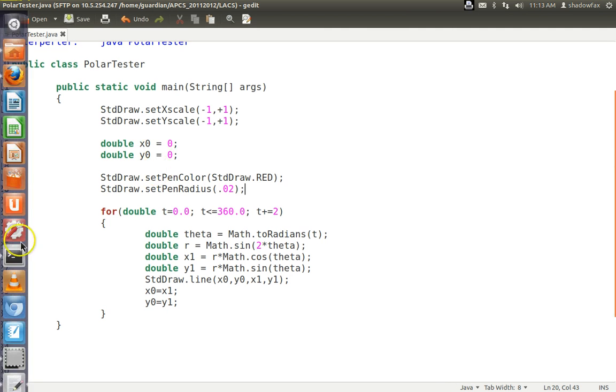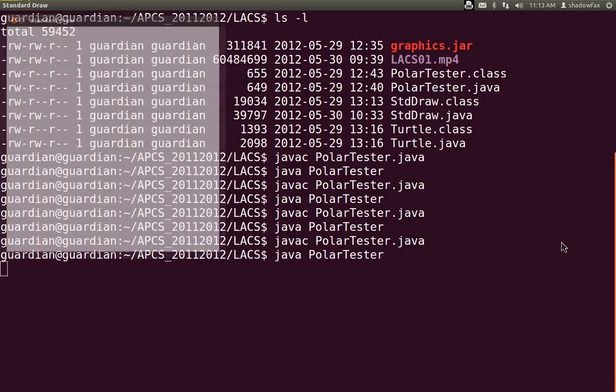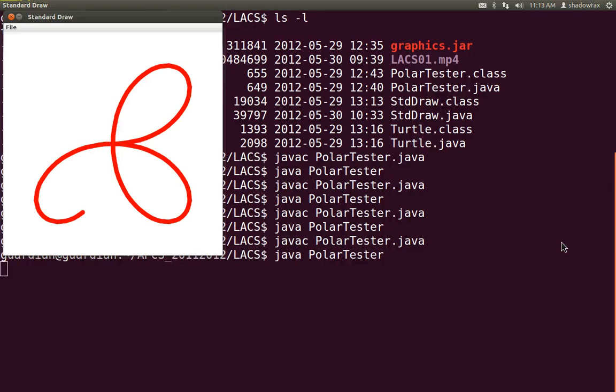All right, so let me run that. So Java C and Java. All right, so when you put the 2 there, you get 4 petals, yes? But look what happens when you put a 1 there.